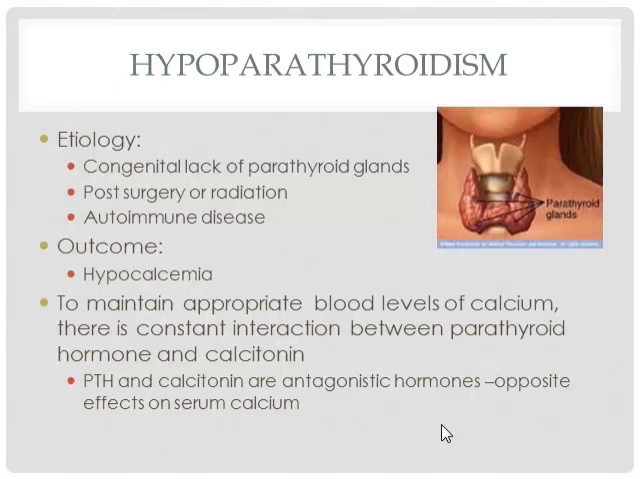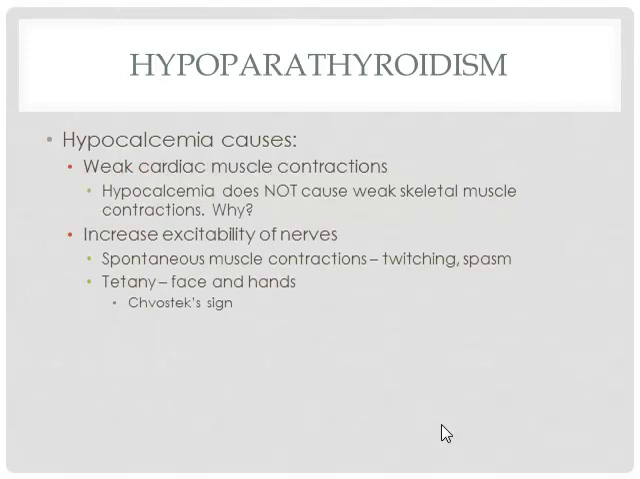And so to maintain these specific levels of calcium that we need for many functions, there's a constant interaction between these two, the parathyroid hormone and the calcitonin. Both of these are going to work as antagonistic hormones, and they're going to result in opposite effects on the calcium levels in the blood. And so if we have this in disarray, then hypocalcemia may cause weak cardiac muscle contractions. If that's occurring, the heart's not going to contract as well as it normally would. And hypocalcemia is not going to cause weak skeletal muscle contractions.